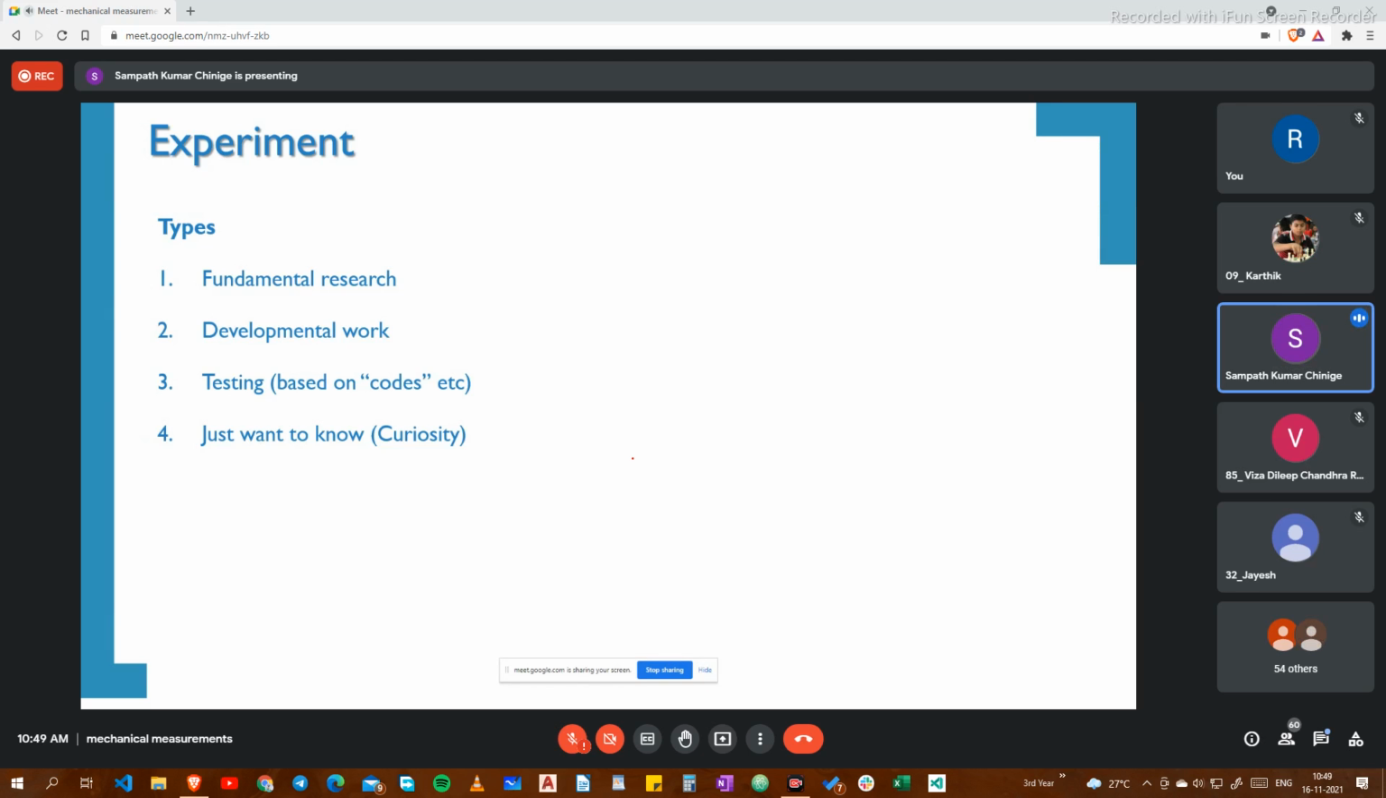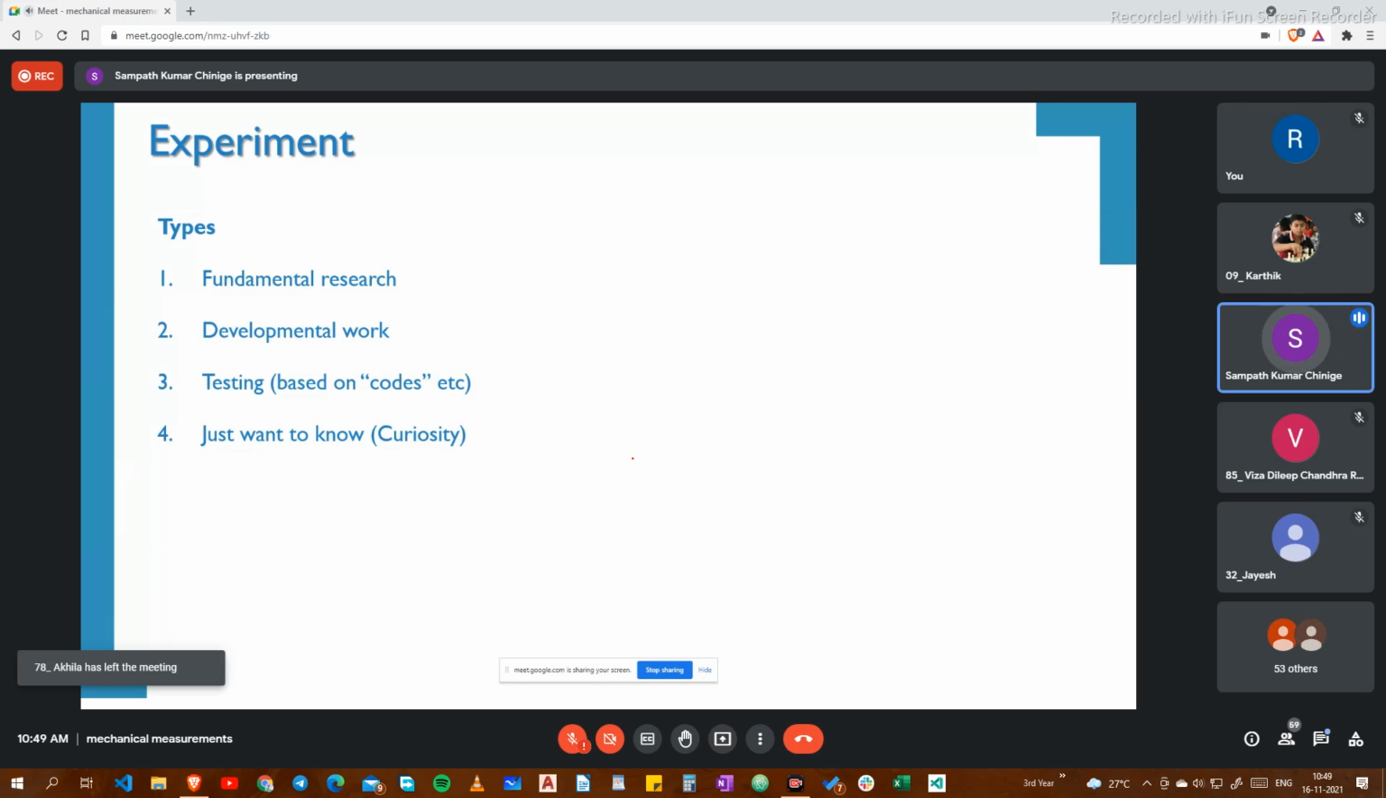The final one is the just-want-to-know category of experiment. It is not as simple as it may seem. Generally, it is curious inquiry, where a basic and novice engineer thinks, what happens if I vary this? It is just out of your curiosity that you are asking these questions. Out of your inquisitiveness, you ask a question and do a small experiment, and that sometimes leads to a profitable product development or modification.